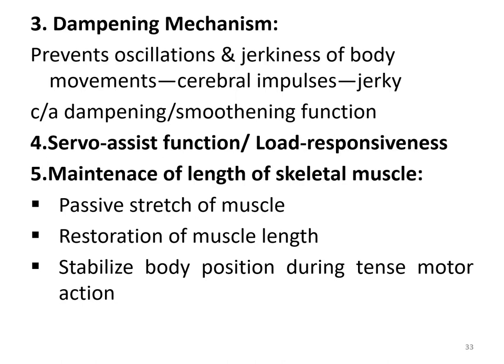Another important function of the muscle spindle via stretch reflex is to prevent some types of oscillations or jerkiness of body movement, as the impulses coming from the cerebrum are in a jerky manner, or they come in bursts. So this function is called the dampening or the smoothing function.